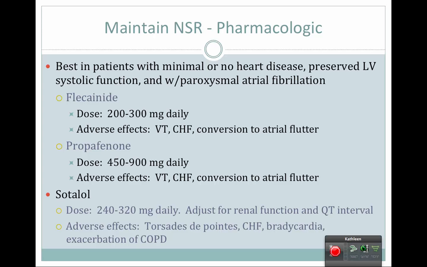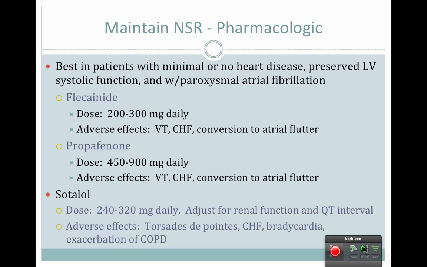Flecainide and propafenone are best in patients with minimal or no heart disease or preserved left ventricular systolic function and with paroxysmal atrial fibrillation. And those are the doses. Flecainide has adverse effects of VTAC, CHF, and conversion to atrial flutter, and propafenone has adverse effects of VTAC, CHF, and conversion to atrial flutter.